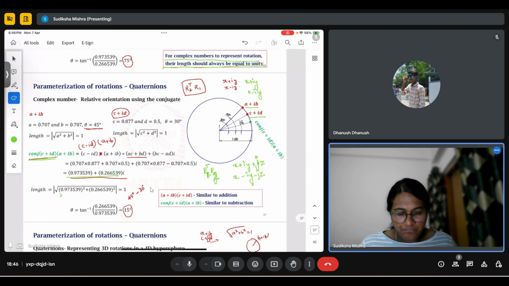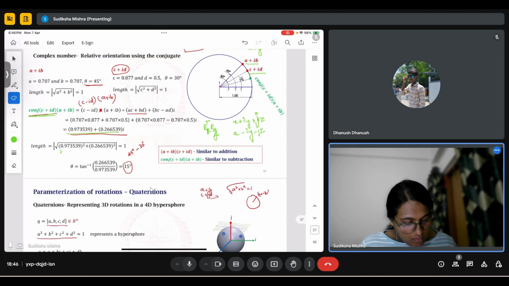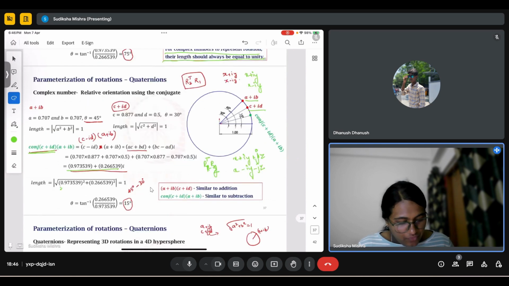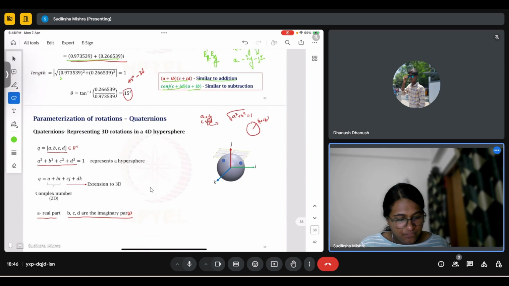So, where was I? If you are to multiply two of the points in the imaginary system, you will get a theta similar to adding both the angles. Whereas if you take the conjugate of one and multiply it with the other, the angle that you get will be similar to subtraction.